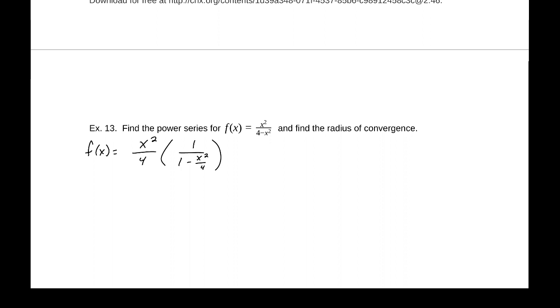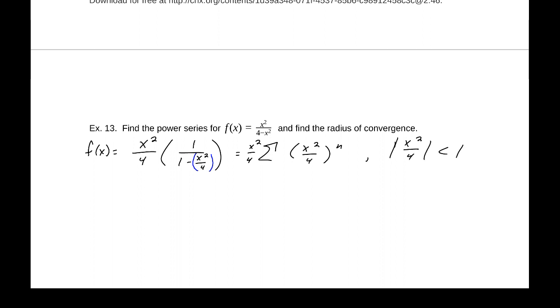Now, this is very similar to our geometric formula. So I'm going to leave this x squared over 4 out and write the power series for what is remaining. That is x squared over 4 to the n. By doing that, this is only valid, I should probably note this, if the absolute value of x squared over 4 is less than 1.